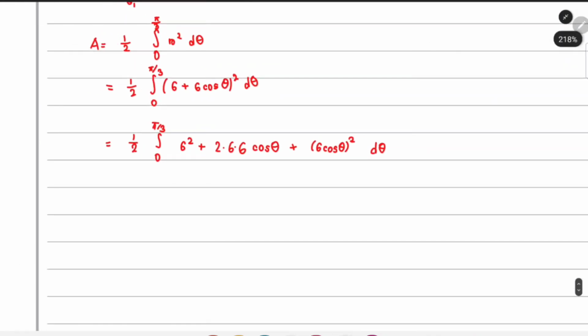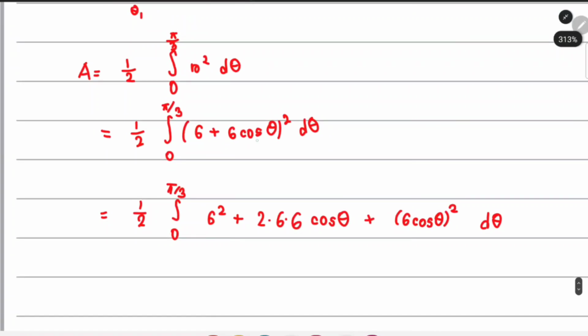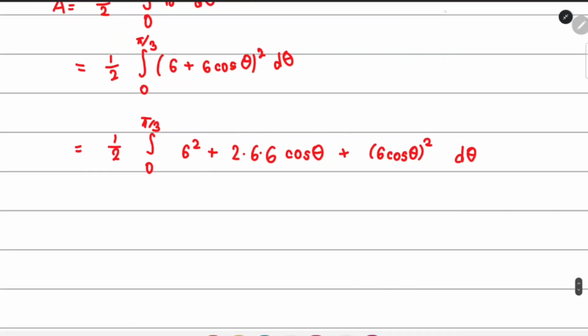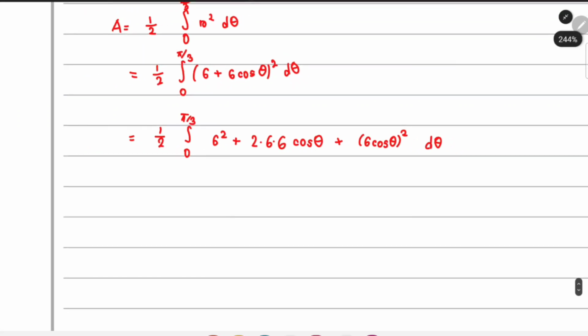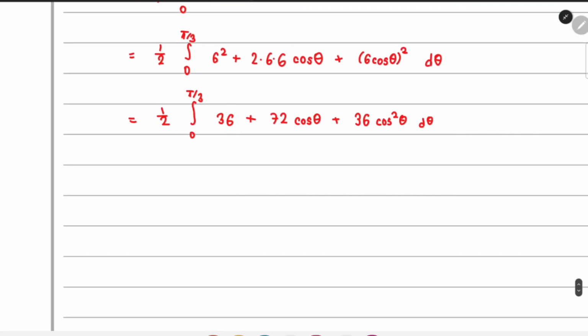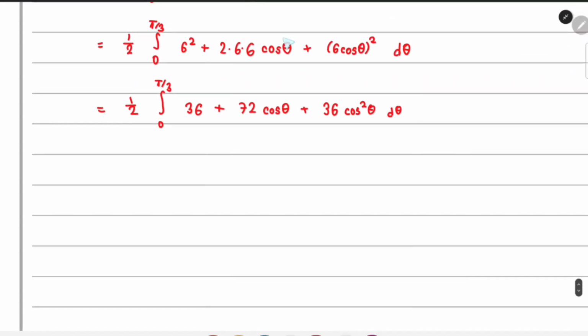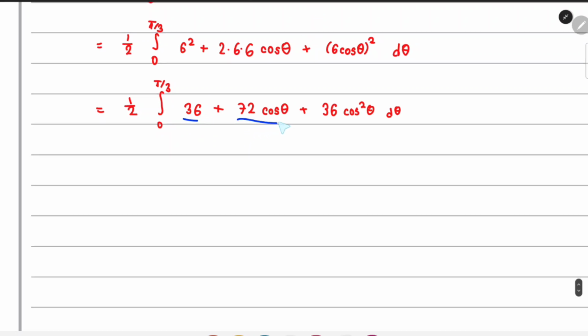Now we continue. So r square is 6 plus 6 cos theta, and we square it. And on the next line, we expand the squares. So we get 6 squared plus 2 times 6 cos theta plus 6 cos theta whole square with respect to theta. Now we can find out the values over here. Now if you notice, we can integrate 36 directly. We can integrate 72 cos theta directly. But for 36 cos squared theta, we need to manipulate this.